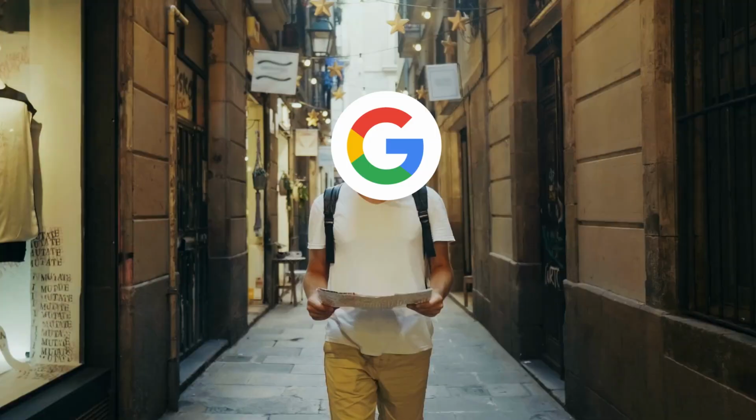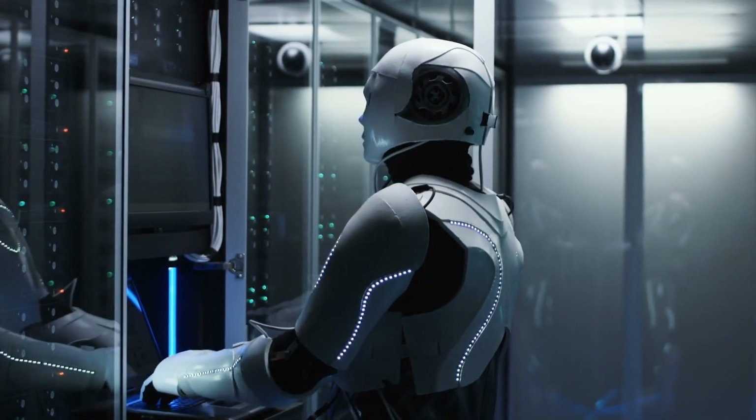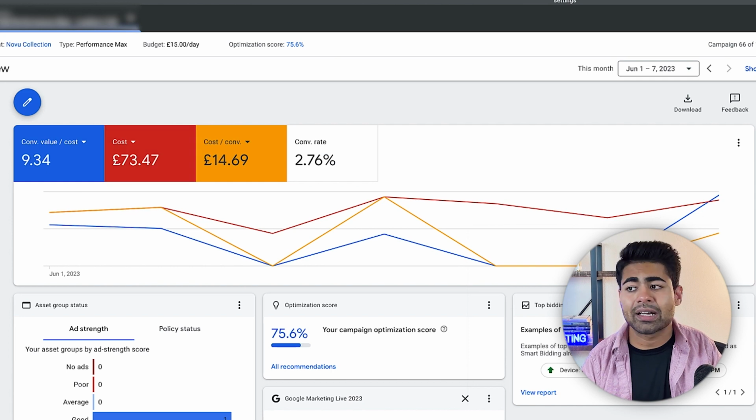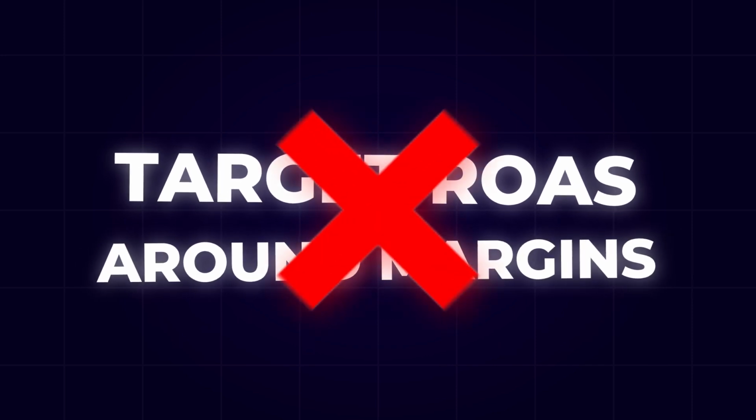And that's because Google technically likes to follow directions, because the algorithm, it's a machine, it's not a person. So keeping that ROAS number in mind, whatever you give it, it's going to try to aim around it, especially if there is no previous data to support it. So stop listening to the outdated tip that you need to set a target ROAS based around your margins. It's not going to get you anywhere.